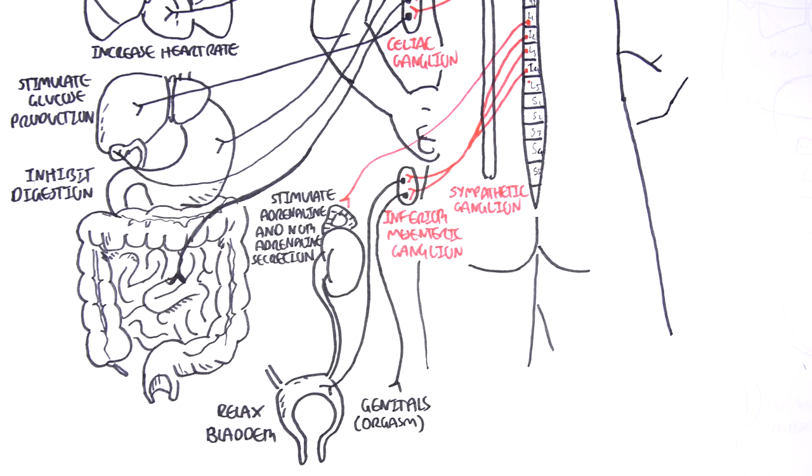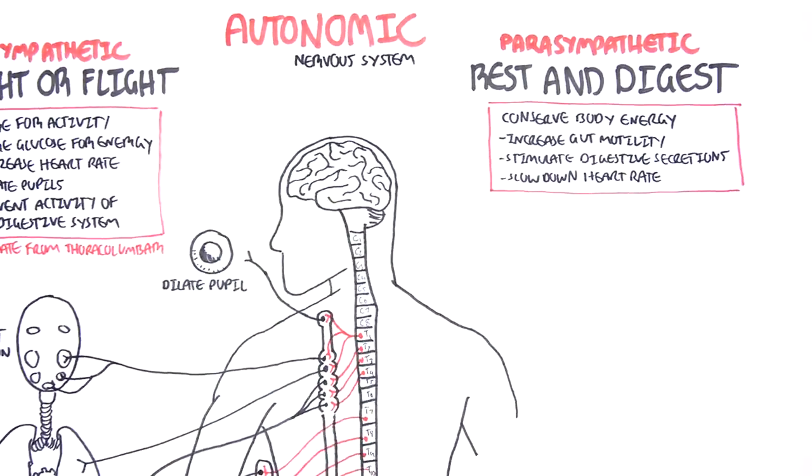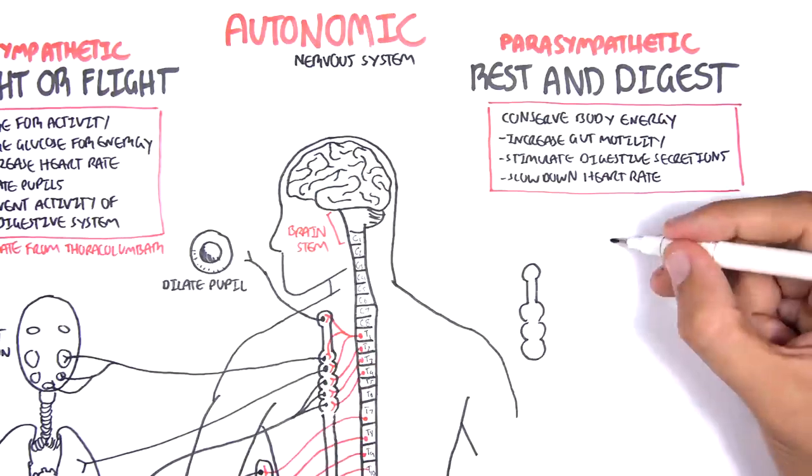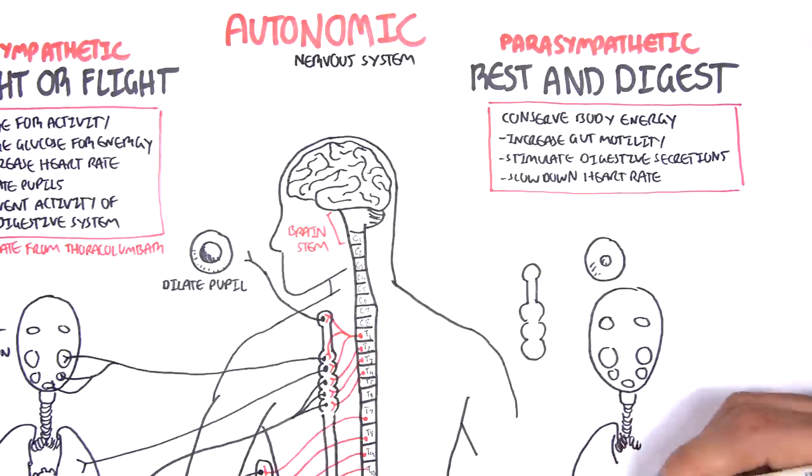Looking at the parasympathetic now, it's all to do with resting and digesting. This parasympathetic activity essentially is what occurs after we eat and we're just resting, lying down. For the parasympathetic nervous system, we have to introduce the brainstem because a lot of parasympathetic nerves arise from the brainstem, as well as the sacral region of the spinal cord.